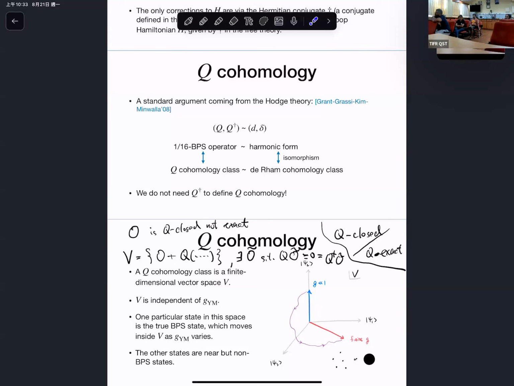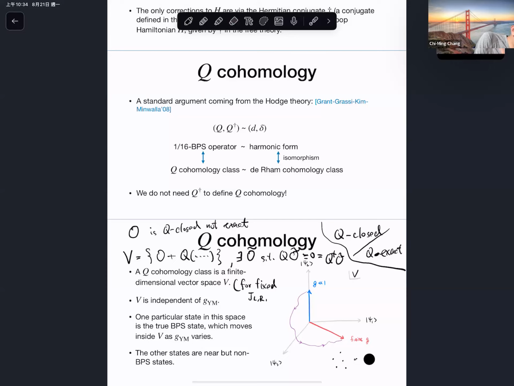Is there a particular reason you say it's finite dimensional? If you fix the charge and the angular momentum, then it's finite dimensional, because for a particular charge and angular momentum there are only finitely many local operators. Right, so maybe I should add that this is for fixed J left, J right, and Q I. Any more questions?